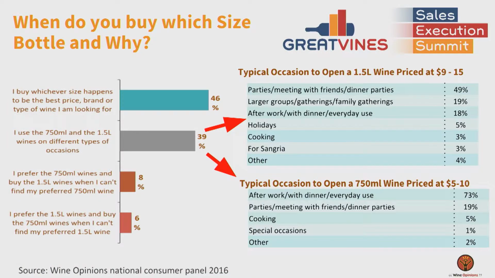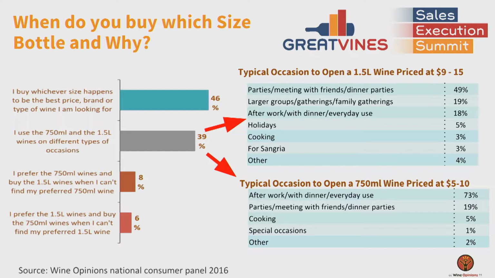Here's another example of applying consumer research at the category level. This is some research we did on frequent buyers of 750 and 1.5 liter sizes. And notice about two-thirds of regular 750 buyers in the wine market also buy 1.5s several times a year. So there's a big overlap. But there are differences in how they buy these things.